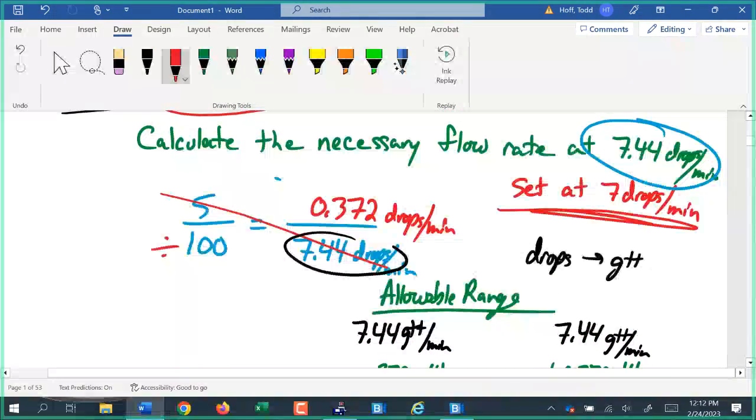Now, the other way we could have handled this one here, we could have calculated by finding the percent.